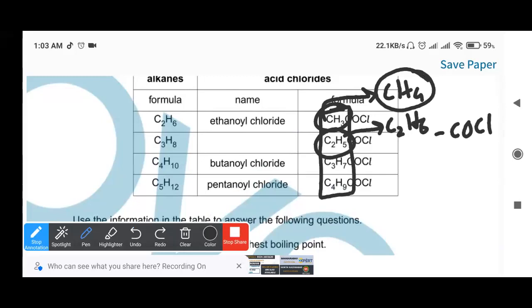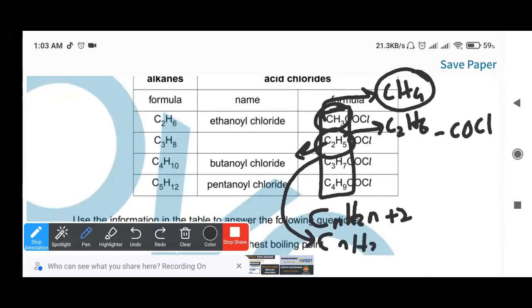So what can we say? Each of these parts contains one less hydrogen atom than alkanes. If the formula of an alkane is CnH2n+2, then the general formula of these parts is CnH2n+1, one hydrogen atom less, and they are attached to COCl. So after writing this part, you will write COCl. In this way, we can deduce the general formula of anything.